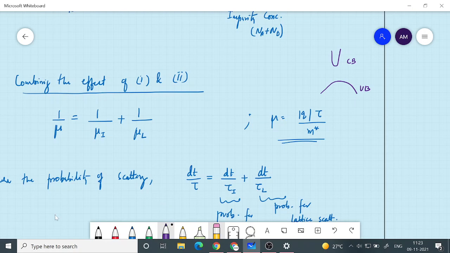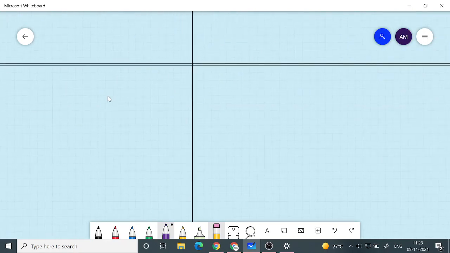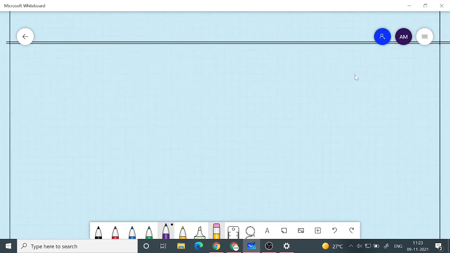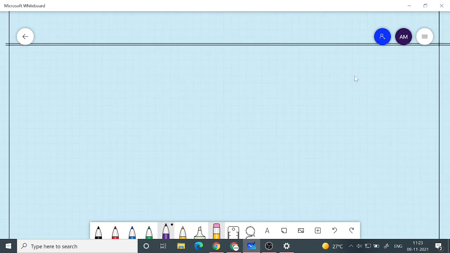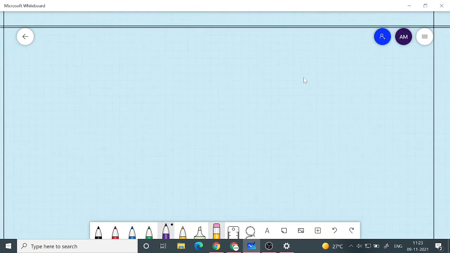All right, so now let's go to the next transport mechanism. I will extend the class a little bit in order to complete this, if it is okay with you. So the next transport mechanism is diffusion current.